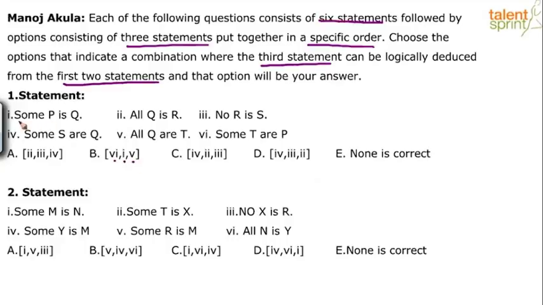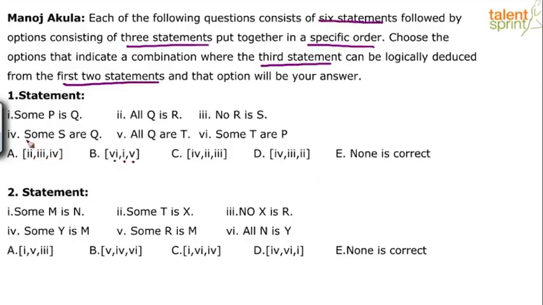What are the statements? Some P is Q, all Q is R, no R is S, some S are Q, all Q are T, some T are P. So standard statements, nothing worth highlighting there. Now look at option A. Option A has got 2, 3, 4. So we have to check if statement 4 can be logically concluded from 2 and 3 together. Can 4 be concluded from 2 and 3?